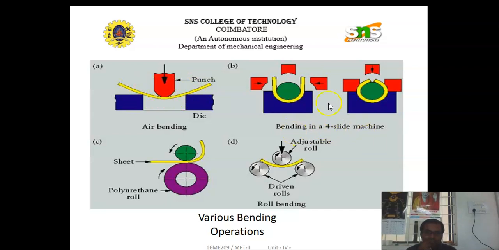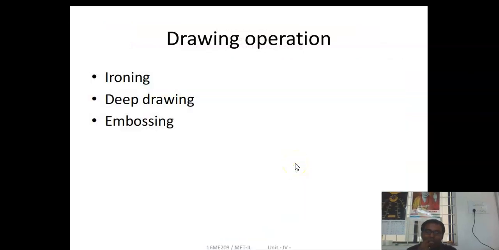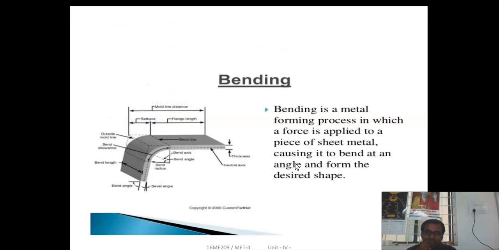The second one is bending in the 4-slide machine. Here the sheet metal is stretched with the help of these dies. The sheet metal is bent into the required shape. And this is the third type, roller bending. Here one is the drive roll and one is the driven roll. The sheet metal is made to pass through them, and it is converted into the required shape. This is one type of bending operation. Next, the drawing operation. There are different types of drawing operations: ironing, deep drawing, embossing, etc.